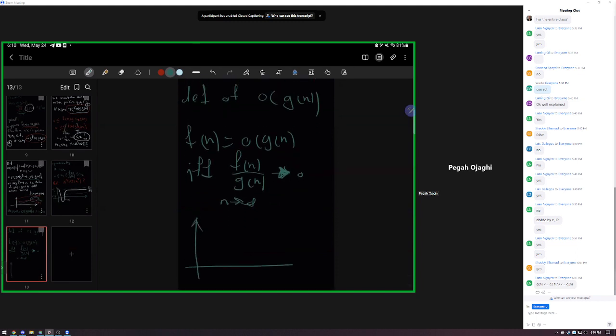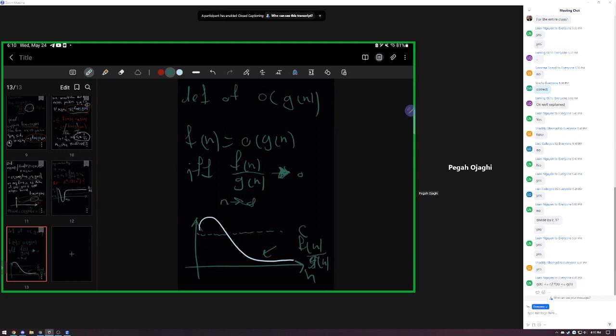What does that mean? If I have this plot, we have C, you remember, C is this number. So what I'm going to say is, if I do this division, after a while this is going to go to 0. So it means this one is going to be f of n divided by g of n.